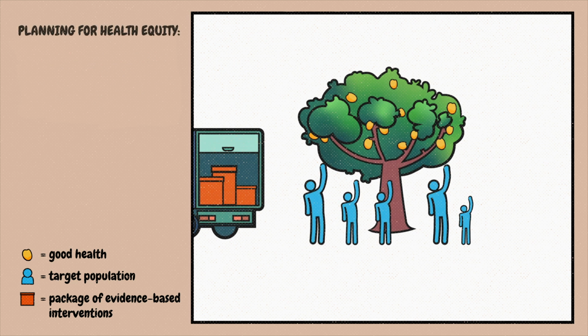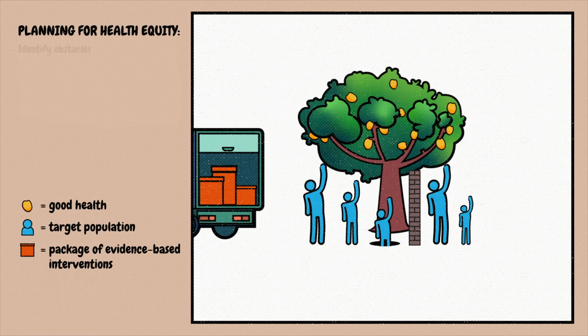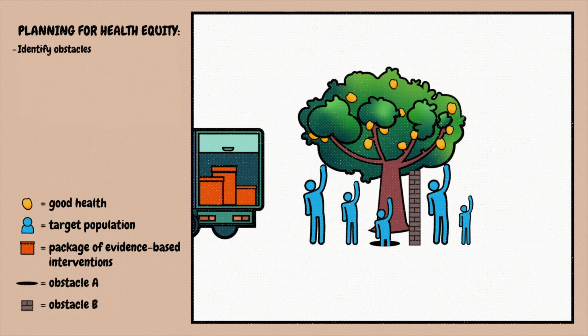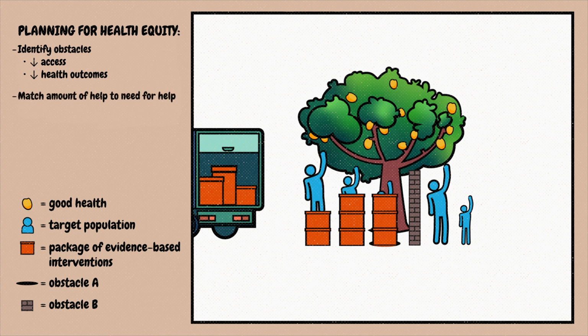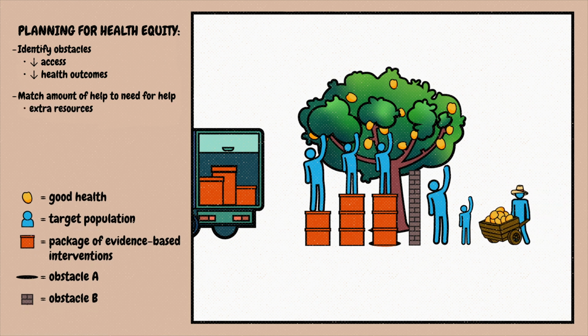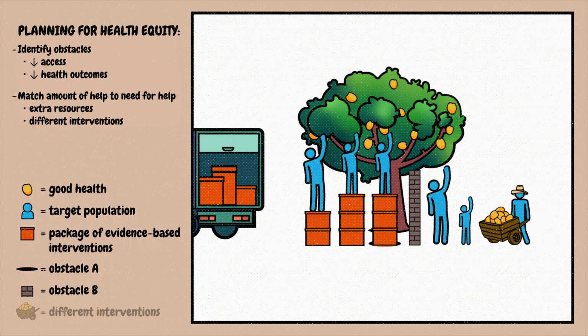Planning for health equity means recognizing that some groups face bigger obstacles than others. These groups may struggle to access services or may have worse health outcomes than the general population. Planning for health equity means matching the right amount of help to the need for help. Those groups with lower access or worse outcomes may need extra resources or different interventions to improve their access or to achieve similar health outcomes as compared to the general population.